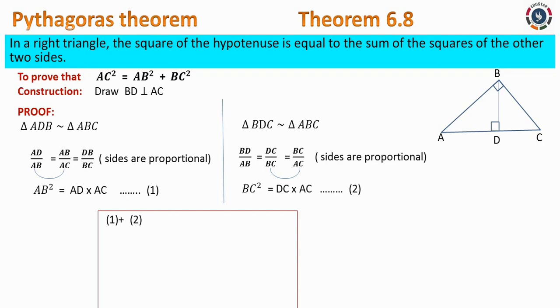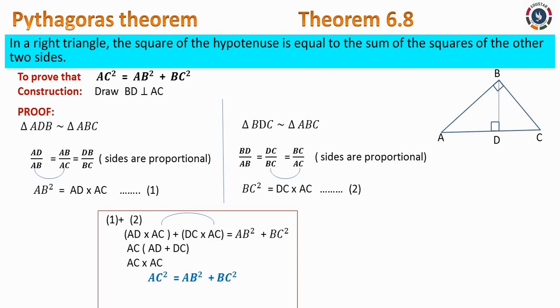After finding these two, what are you going to do? We are going to do the addition. Adding those two results, we will get AD into AC plus DC into AC, which is equal to AB square plus BC square. Which is the common factor in those two? AC is a common factor, right? Bring it out, and AD plus DC. What is AD plus DC? AC. So, AC into AC, which is equal to AC square, equal to AB square plus BC square.